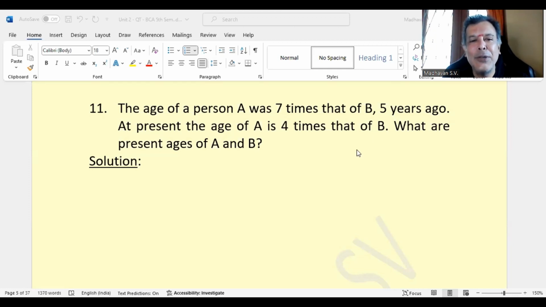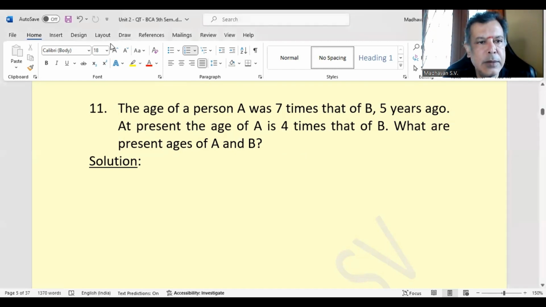In this, we are going to continue with our quantitative techniques revision, Unit 2, Part 2. The 11th question: the age of a person A was 7 times that of B 5 years ago. At present, the age of A is 4 times that of B. What are the present ages of A and B?